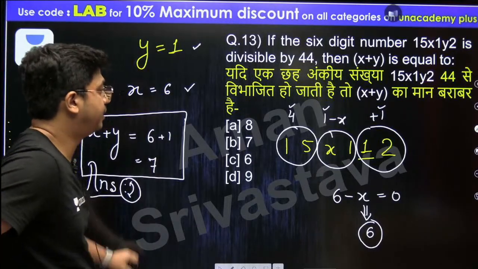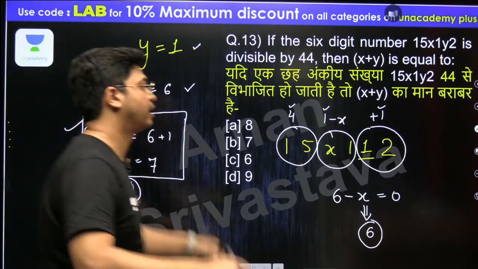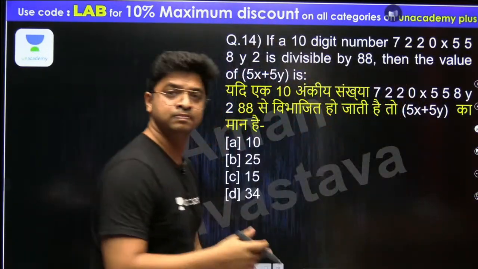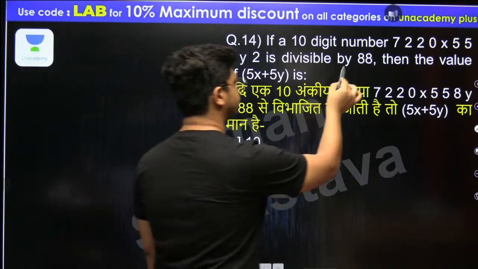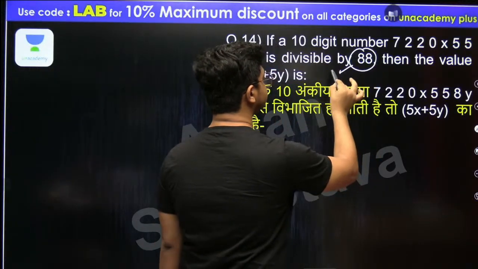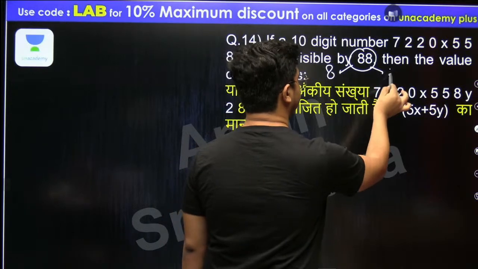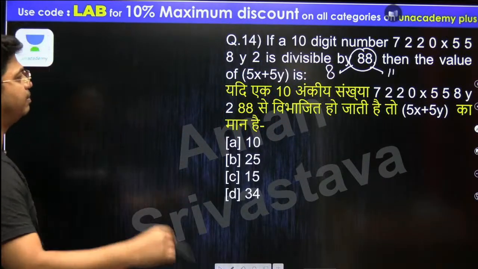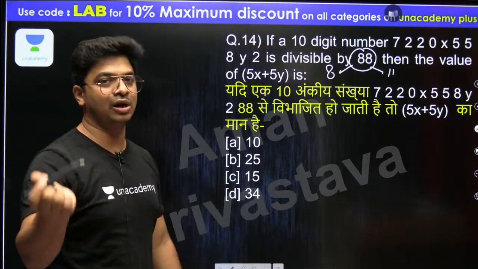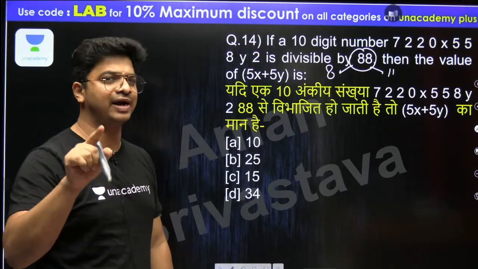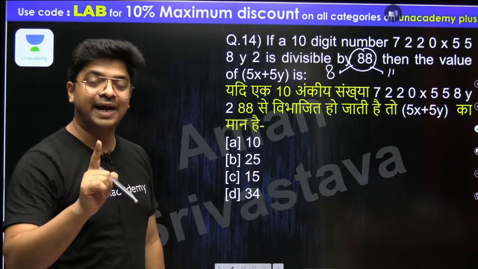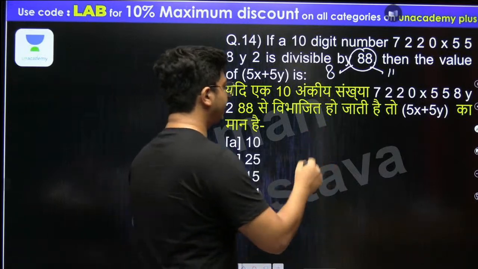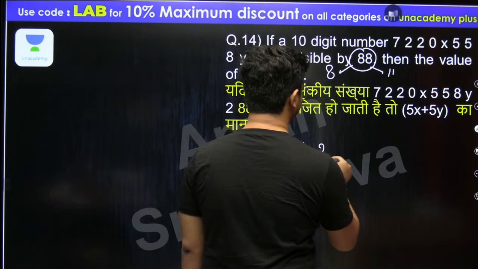Let's do it. Same kahani. 88. 8. 11. Now, fine. So the number that is given to you is, now I won't solve it for you guys. I won't tell you the value of x. I won't tell you the value of y. Now in this question, you need to find out y as well as the x also. Let's do it.